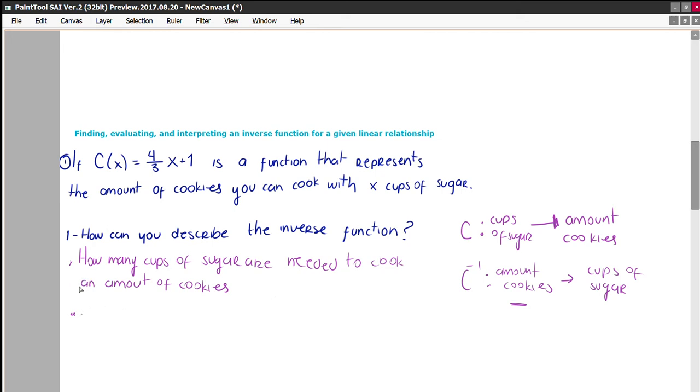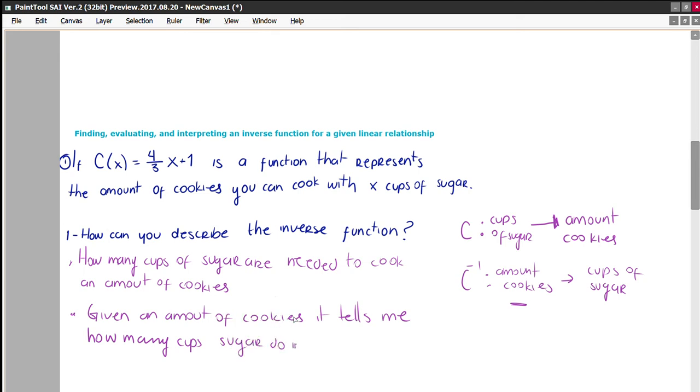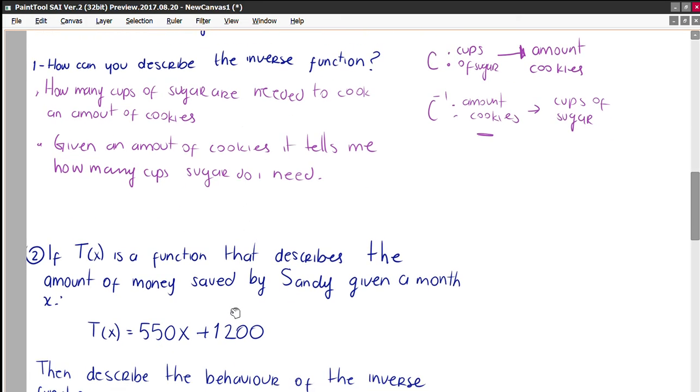So the other interpretation is given an amount of cookies, it tells me how many cups of sugar do I need. And that's the interpretation for this example. Let's look at another example.